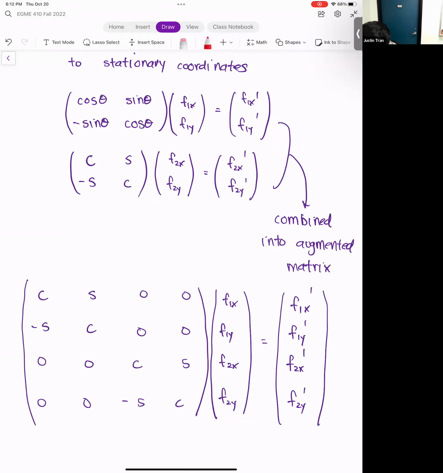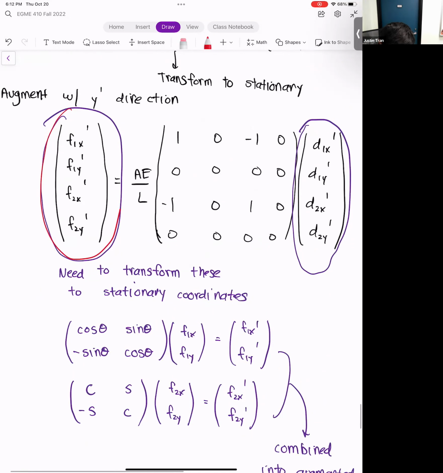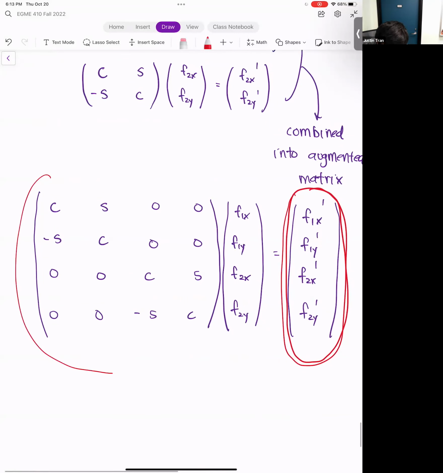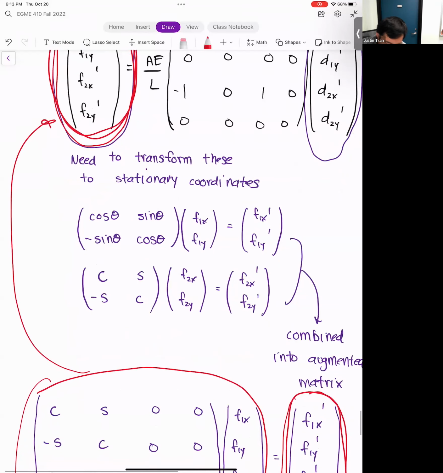Let's look at this. We have this vector right here, and those are all the prime candidates. Let's compare that to this. I've circled them both in red to show you that they're the same thing. So what we can do is substitute this entire thing in for the prime variables, and that will effectively eliminate the prime coordinates from our expression here.